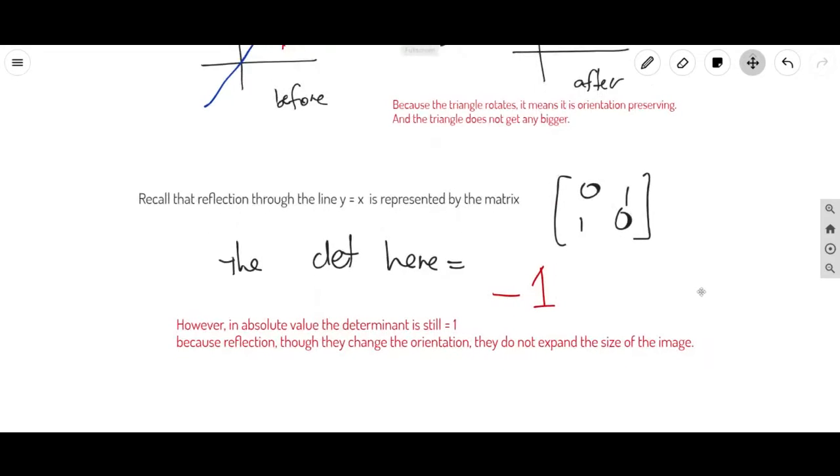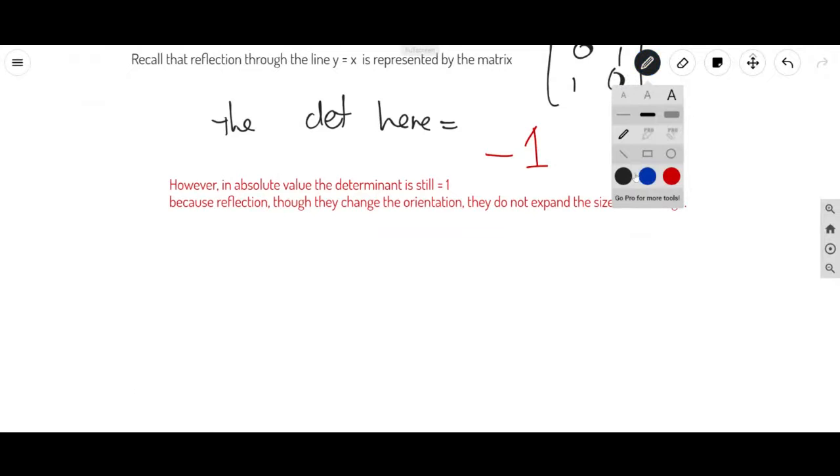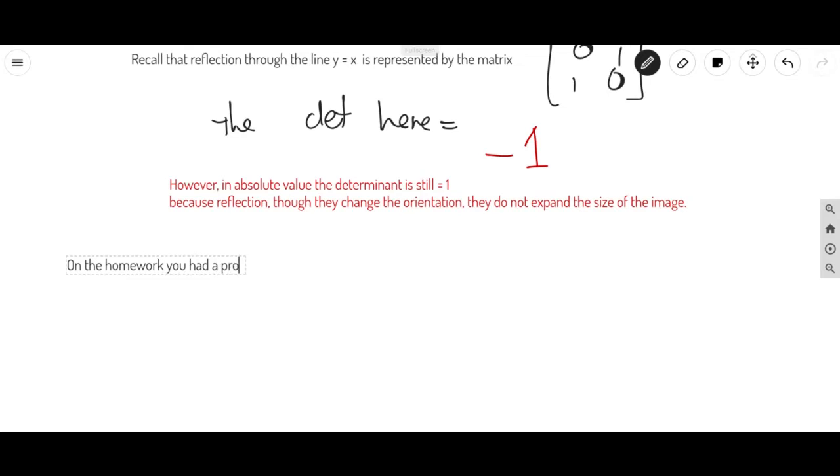Now, this was a question on your homework, if you recall. On the homework, you had a problem to investigate the linear map given by the matrix. So you probably remember this homework problem. You had this homework problem where you had to look at the matrix that was given by this.